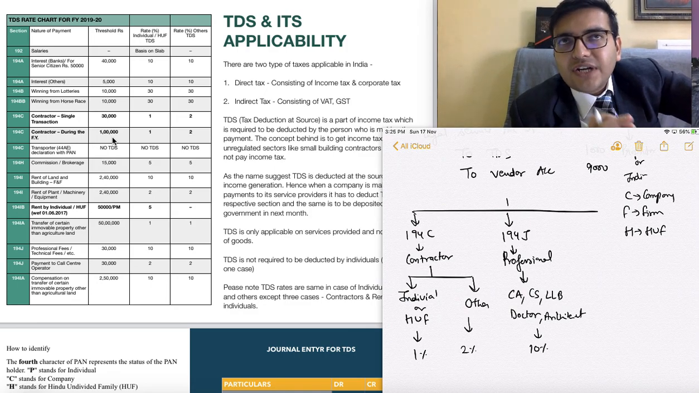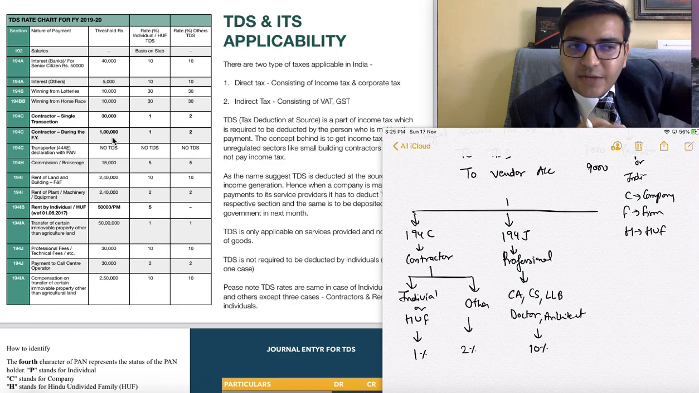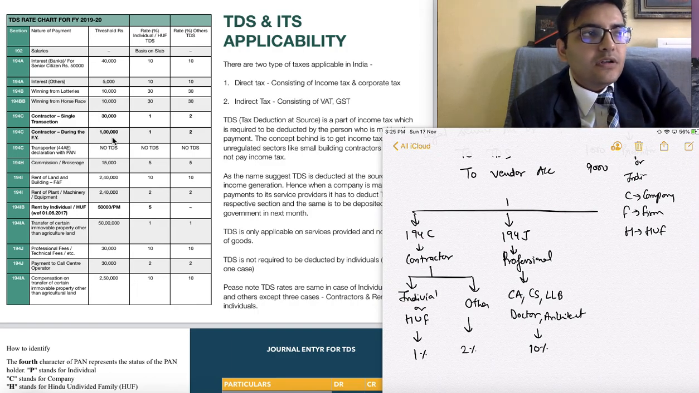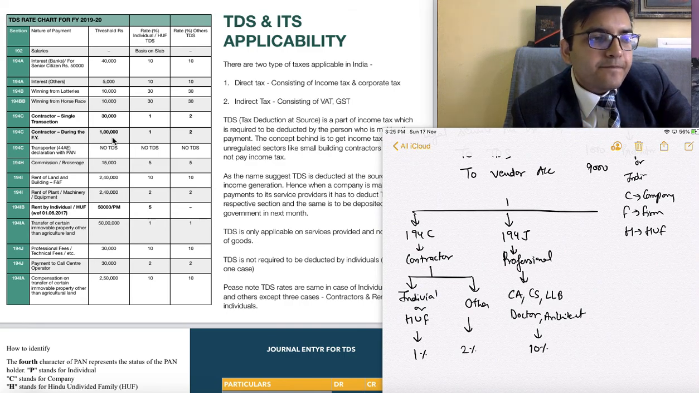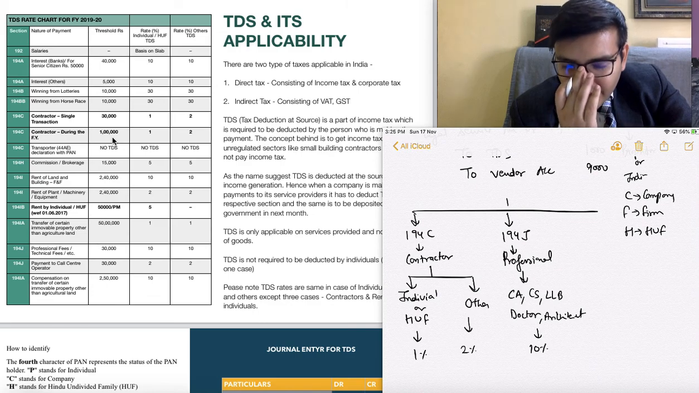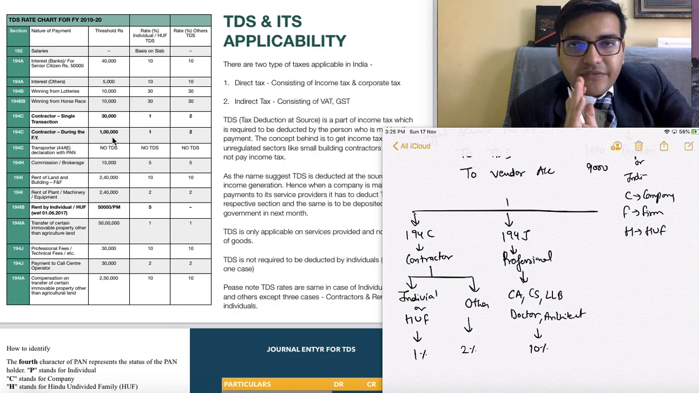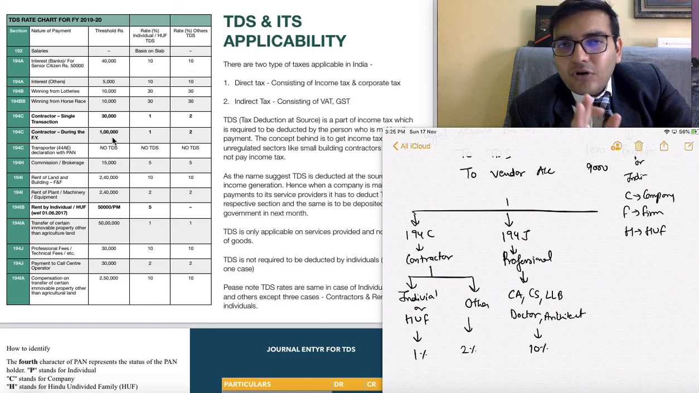suppose you hired a contractor in the name of XYZ contractors, and you have given them a contract to repair your furniture, okay. So this is the first time they are working with you, and you have given them the contract. The total amount of the contract is 25,000 rupees, okay. So whether you have to deduct TDS on them or not.